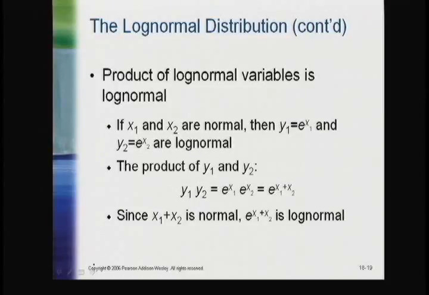So if we have x1 and x2 are normal, and y1 and y2 are the associated log normals, namely they're the exponentiated normals, then what's the product of the two y's? It's just e raised to the sum of the two x's. Well, we know the sum of two normals is normal, so therefore, y1 times y2 is also log normal.